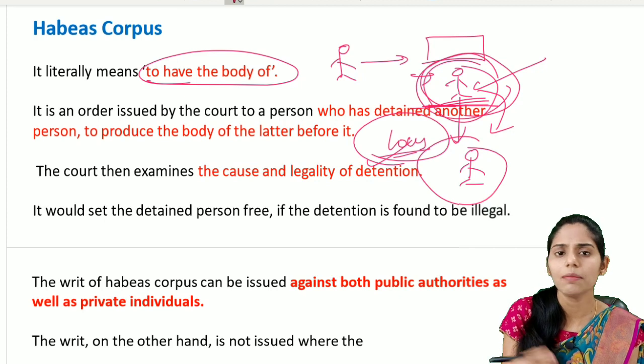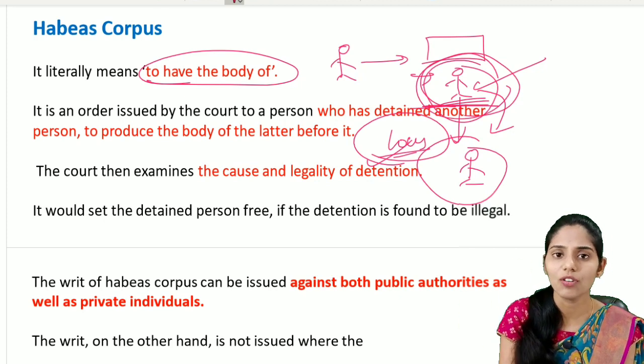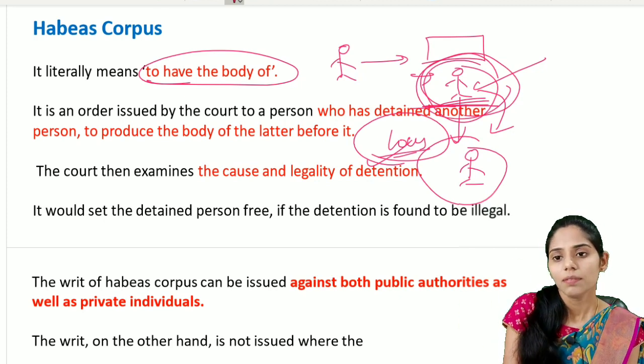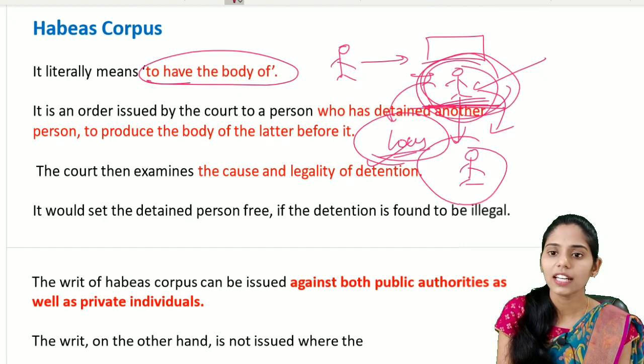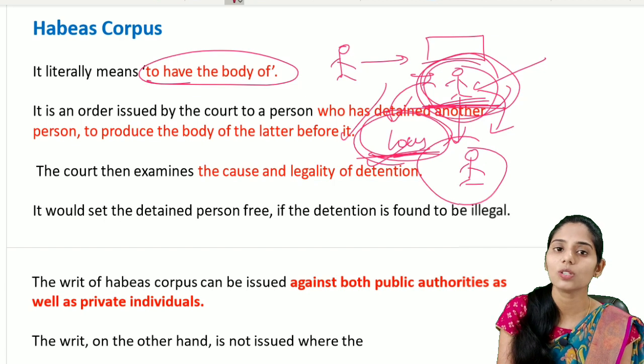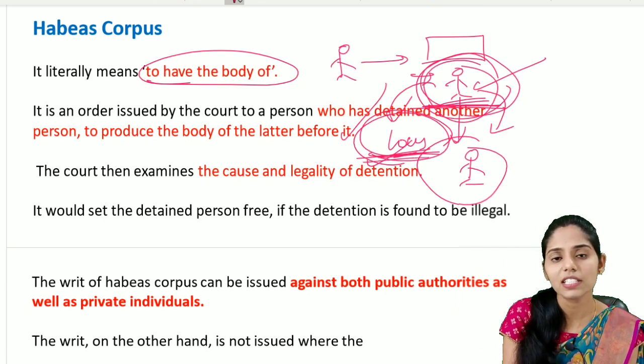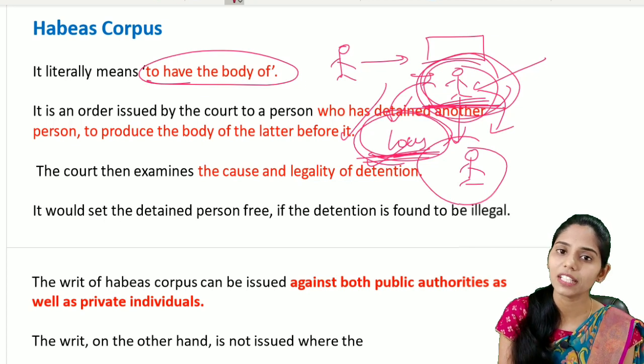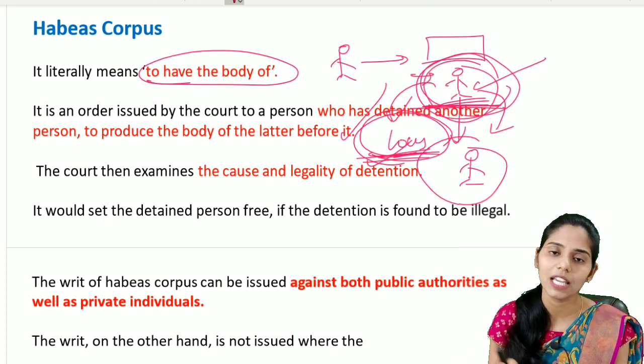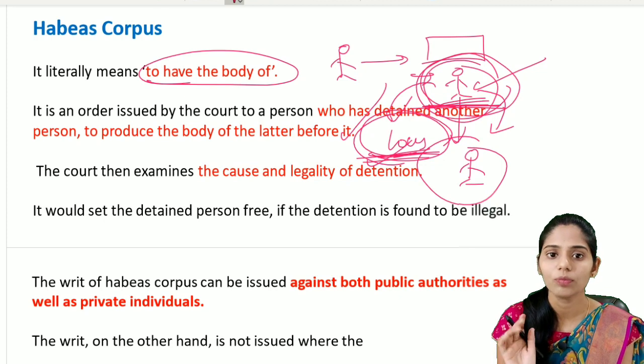In this condition, I am already in jail. How can I come outside to file the petition in the Supreme Court? So any of my family members can move the Supreme Court. In this case, locus standi cannot be applicable. It is applicable both against public authorities and also private individuals. So it is called simply habeas corpus. I hope it is clear now.